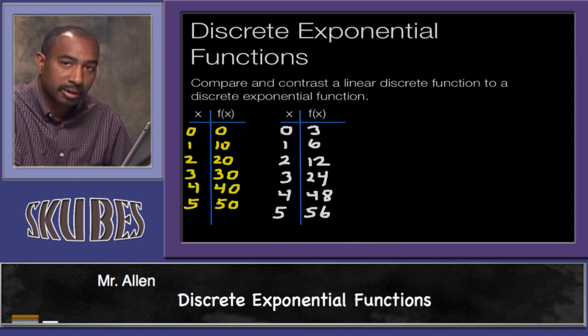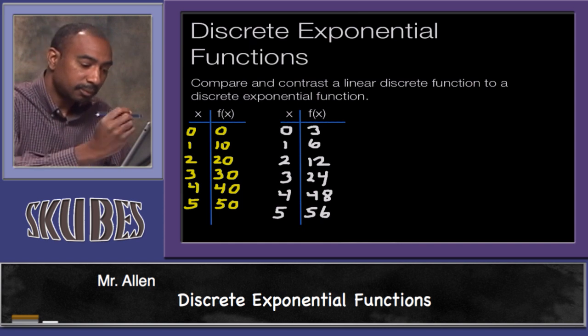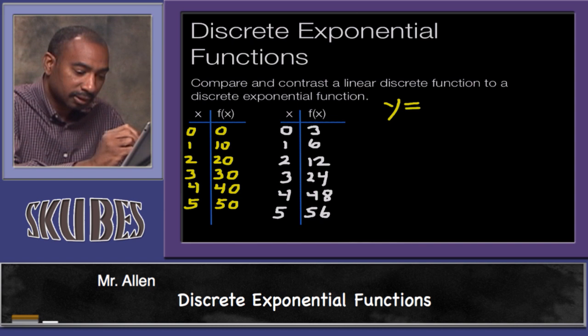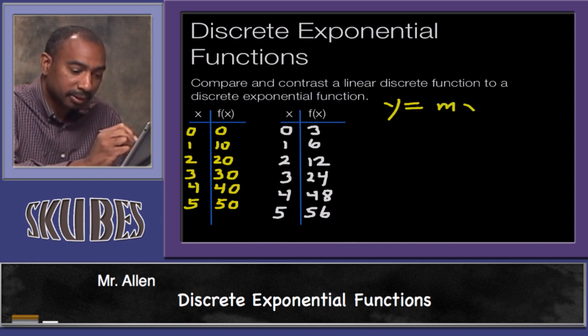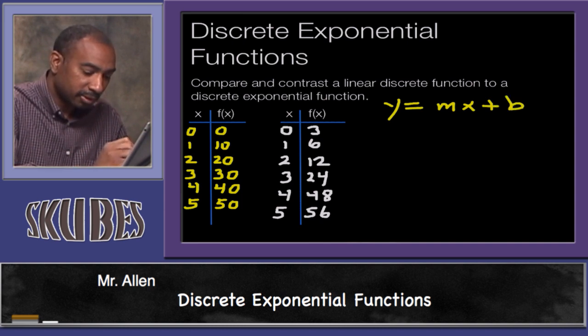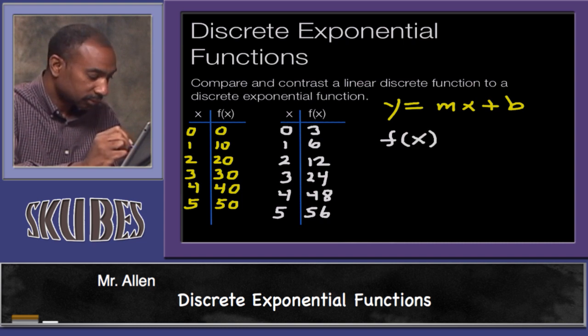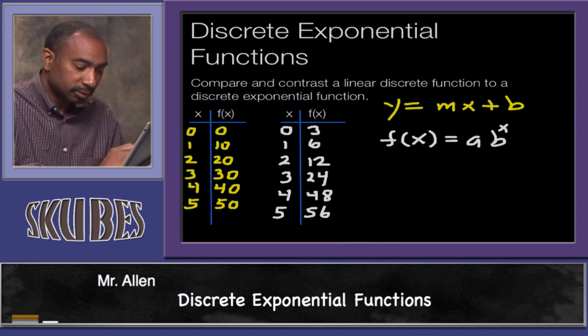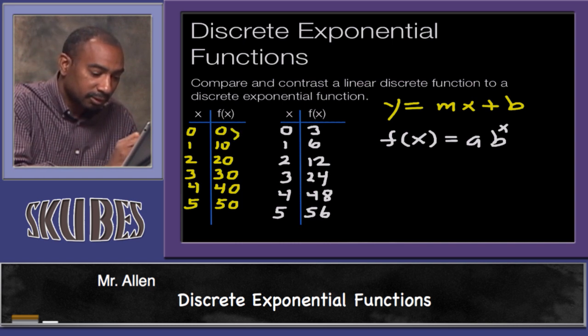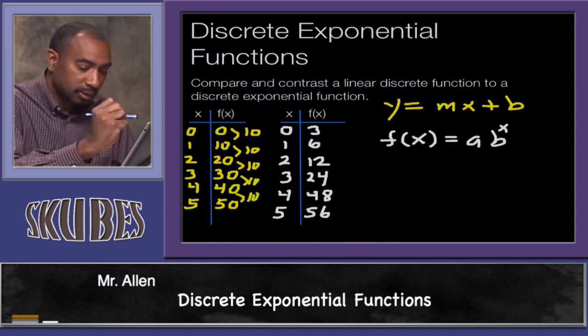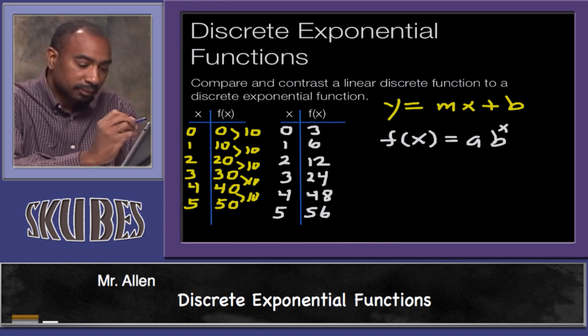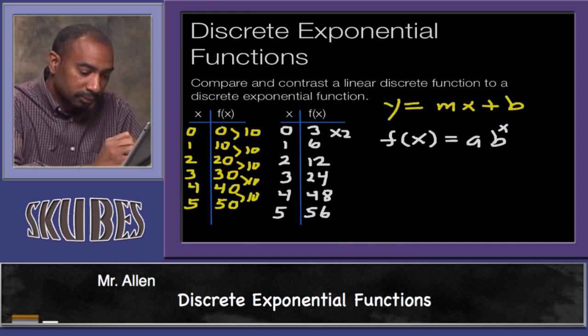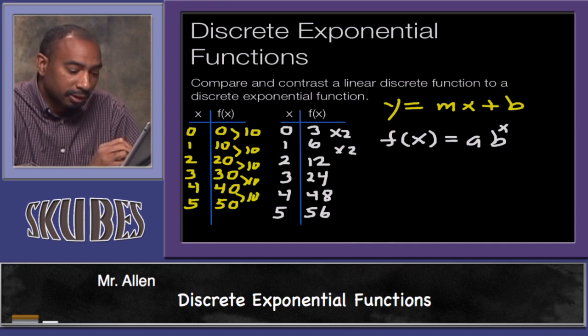Let's compare and contrast a linear discrete function to a discrete exponential function. Now, I have written in yellow a linear discrete function. Remember, it usually comes in the form of y equals mx plus b. And we're comparing that to a discrete exponential function. If you notice on the left, this just has an increase of 10 in each of these values. And if you look at the other table, notice that they increase by 2. The previous number, you just multiply by 2 and you get the next value.